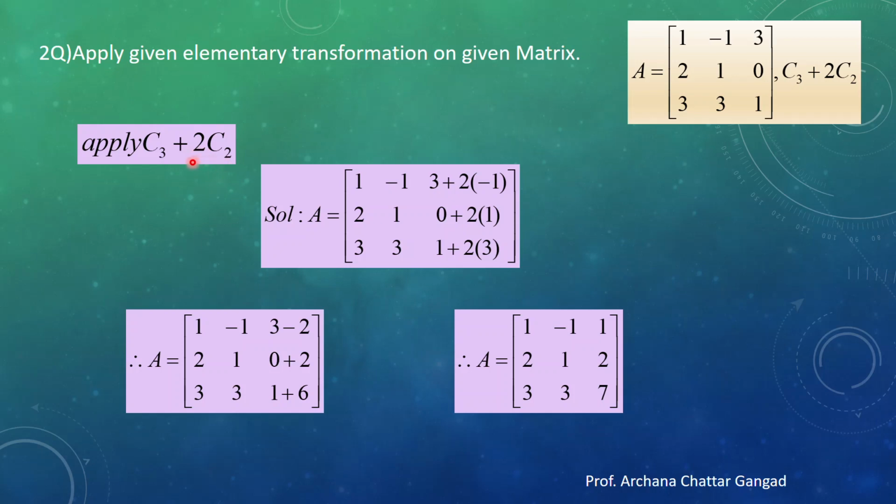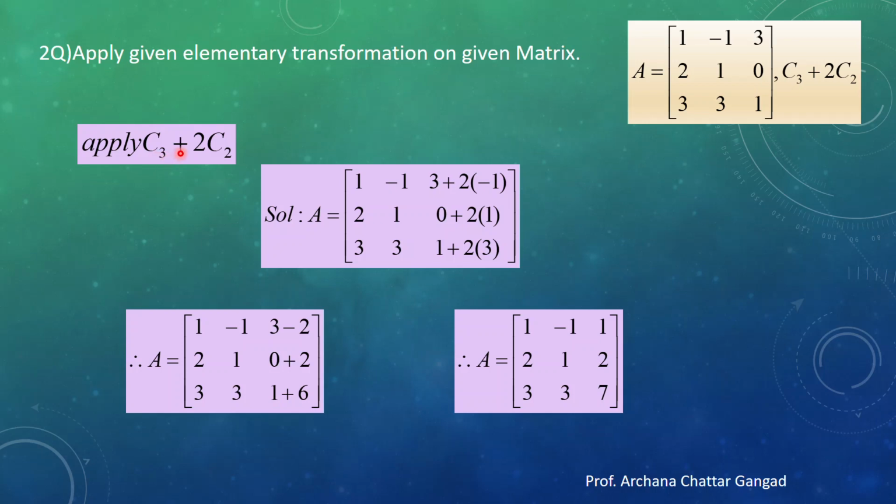So what about first column? First column remains as it is, so write it as it is. What about second column? It also remains as it is. Why? Because third column here we are going to change. C3 जो चेंज होता है उसे हम पहले लिखते हैं. So C3 will be changed here.